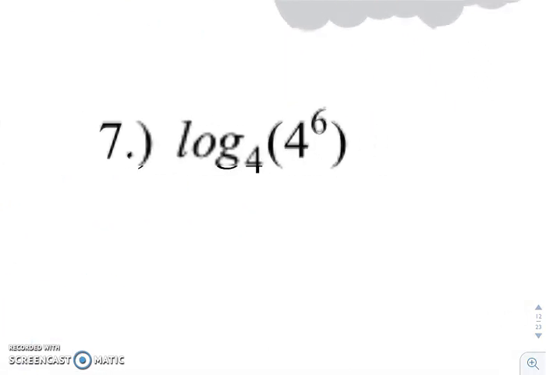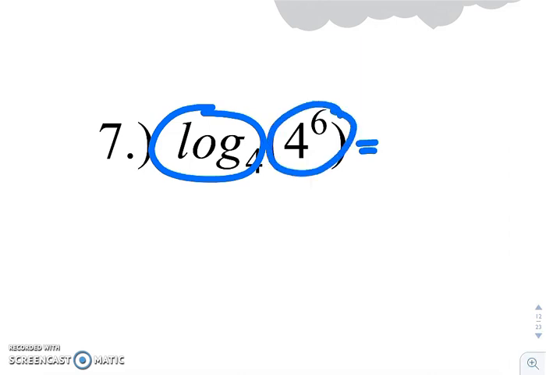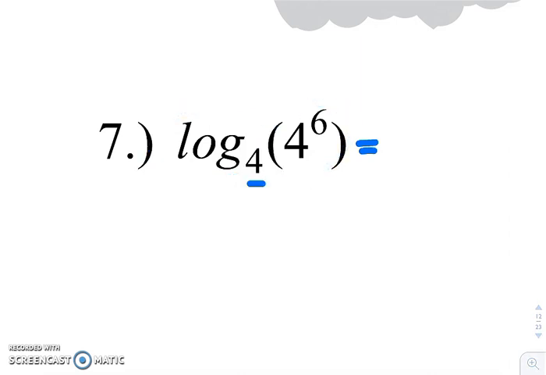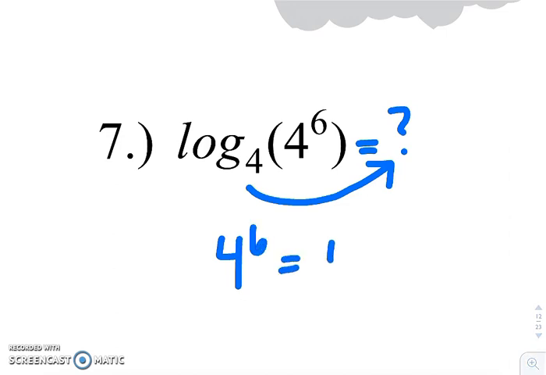So number 7, log base 4 of 4 to the 6th. It looks more complicated than it is. What happens is if you have a log expression and an exponential expression with the same base, they're always going to cancel and we would be left with just 6. If I show you how we would work it out, you would bring this over, and we would have 4 to the 6th power equals 4 to what power? Well, they have to be exactly the same. That question mark has to be just 6.